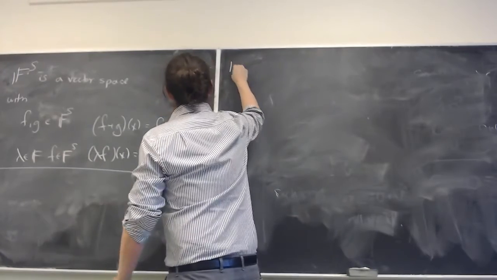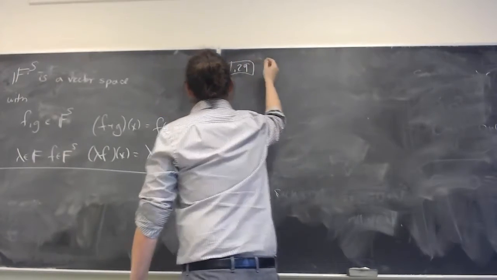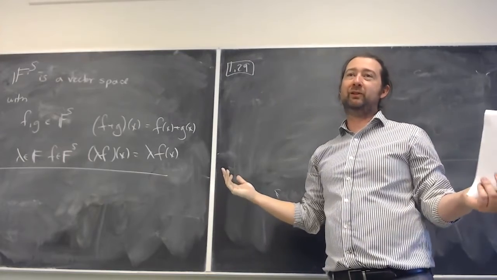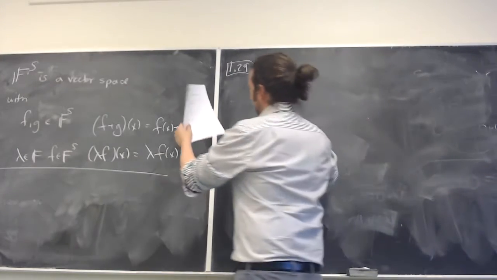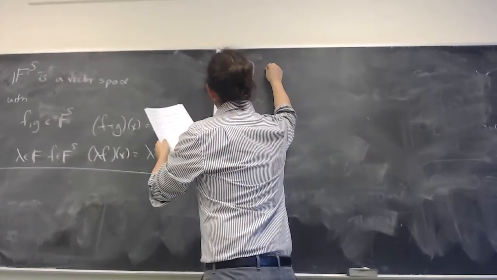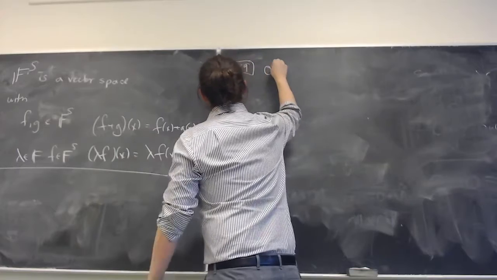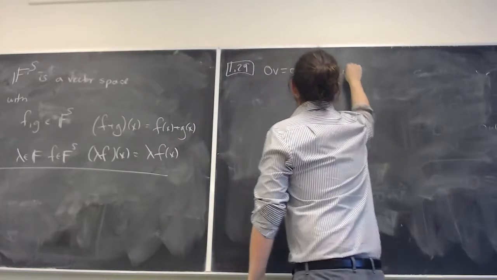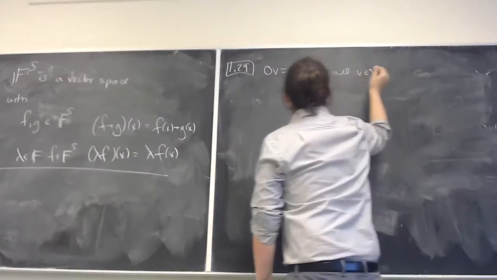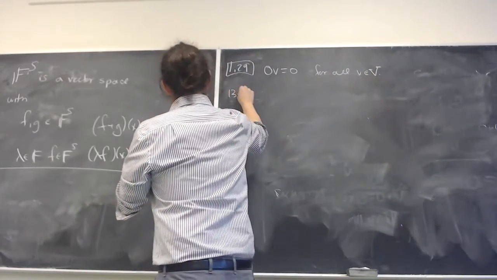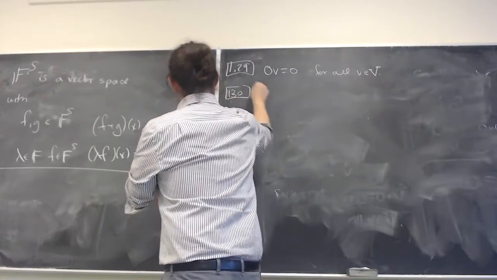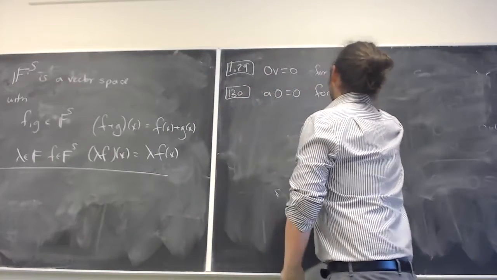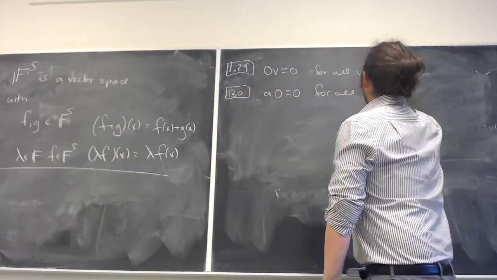So we had proposition 1.29. I'm sorry about the book edition thing. I downloaded it from SpringerLink and it gave me the second edition instead of the third. So my bad. I updated that online. Okay, so first off, 0 times v is 0 for all v in V. 1.30: a times 0 is equal to 0 for all a in F.